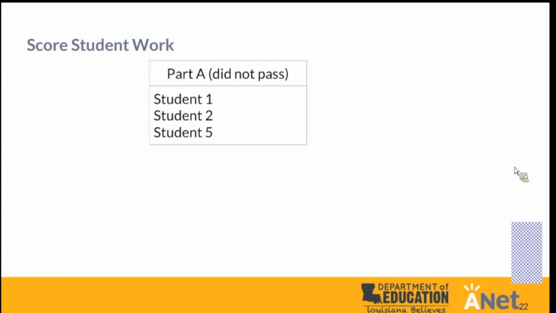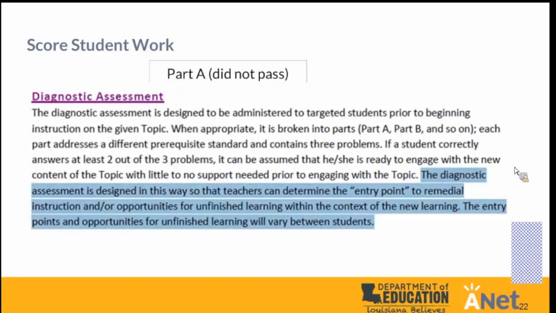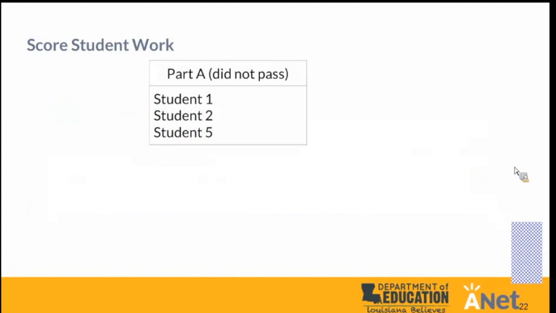I also want to highlight something else that came from page 1 of the tool. The diagnostic assessment is designed so that teachers can determine an entry point to remedial instruction and/or opportunities for unfinished learning. And the entry points will vary between students. So that means that although we have this group of 3 students that didn't pass, their entry point is going to be different. And here's an example of that.